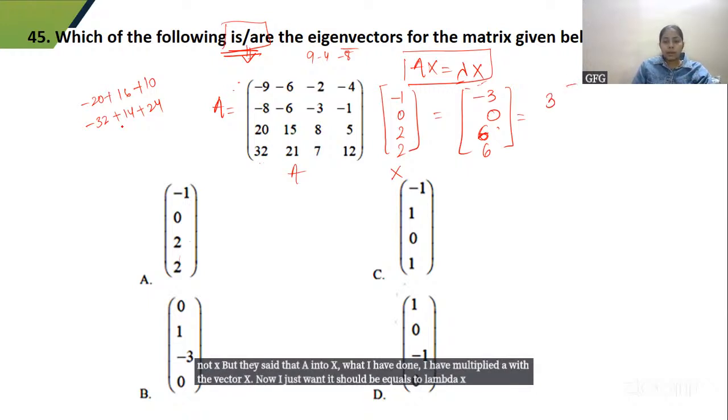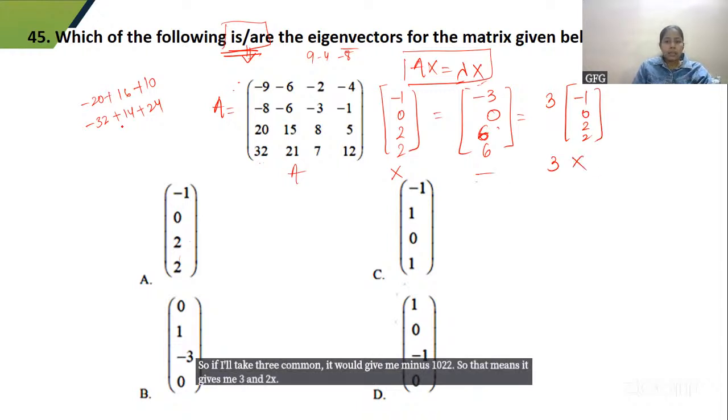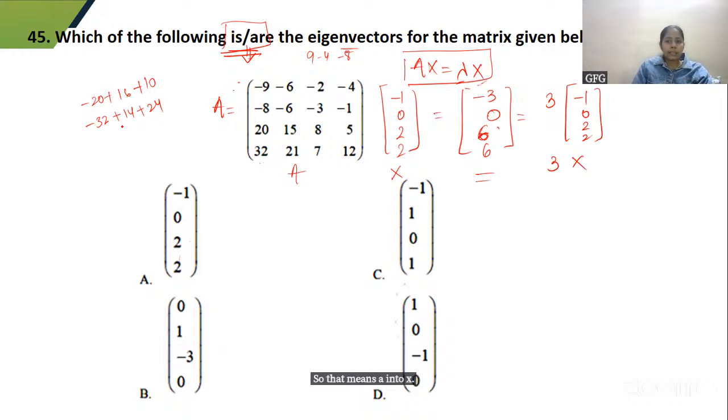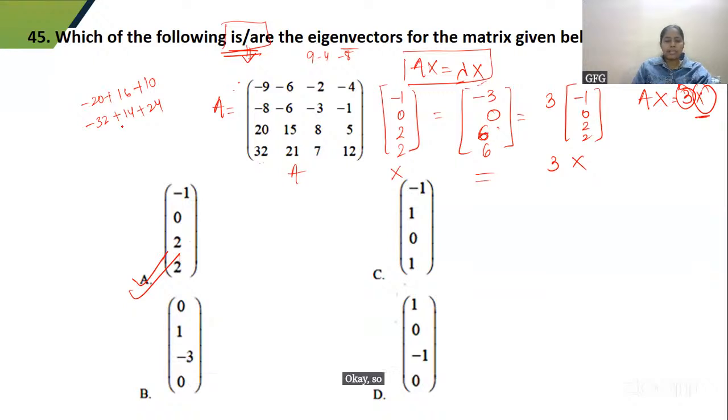So if I take 3 common, it would give me minus 1, 0, 2, 2. So that means it gives me 3 into x. So that means A into x, I got as 3x. Ax equals 3x. So that means option A is correct because we get one eigenvector x in such a way that I'm multiplying it with x, it is again giving me x, but with some multiple value, right? And it doesn't matter, lambda can be anything, right? So A is correct. Now let's check for B, C, D, all.